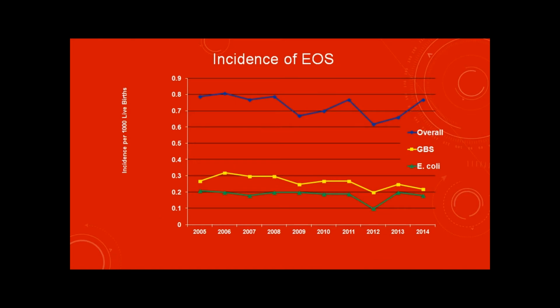This is another study by Dr. Schrag. It's a multi-state incidence over 10 years. There was almost 1,500 cases of positive blood and CSF cultures. And you can see that the incidence is still low. GBS is hovering around 0.3 to 0.25%. And E. coli is really low, and then the overall incidence is still less than 1 per 1,000 births.